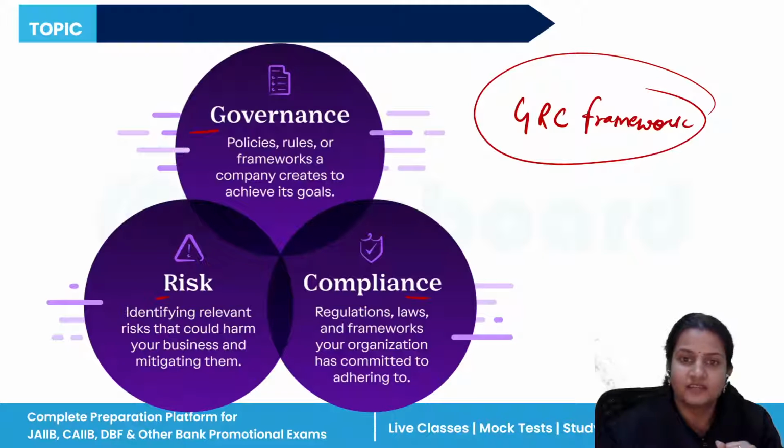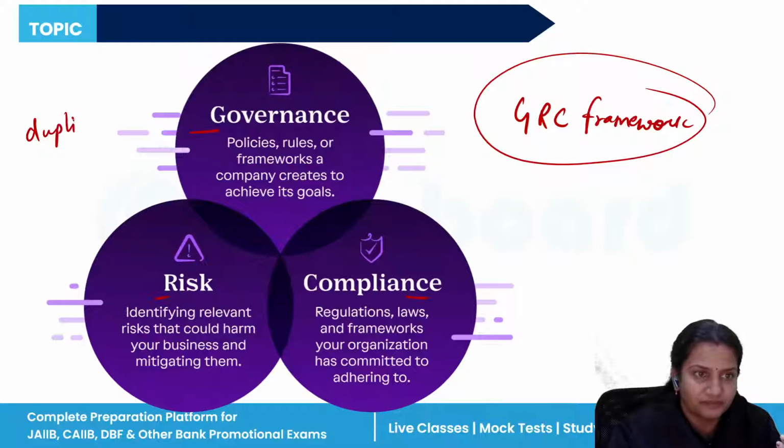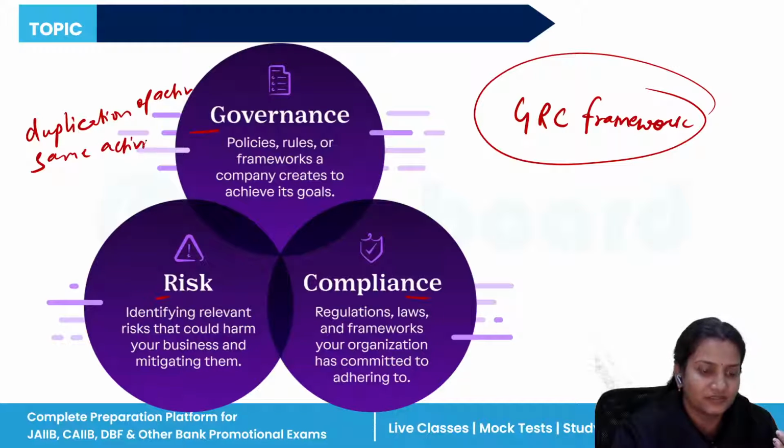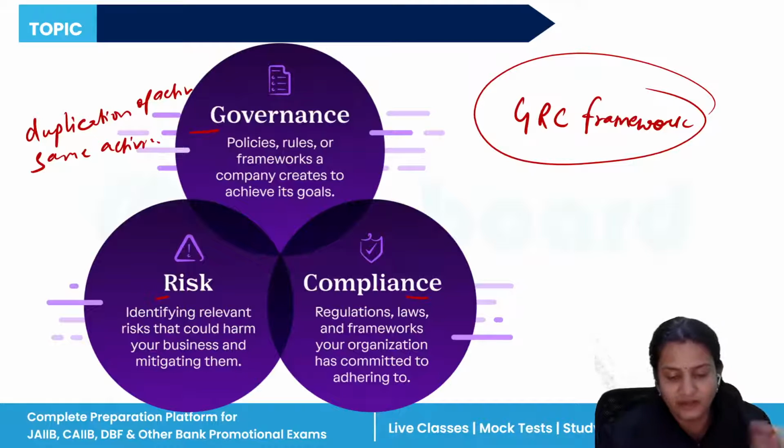So what happens if these activities are happening at the same time? Multiple activities, the same type of activities, are taking place. There is duplication of efforts, duplication of activities, the same activities happening at two places. So to avoid this, and for saving time, energy, and effort of the person, this framework was established. And what is the name of this framework? That is GRC, the governance, risk and compliance framework.